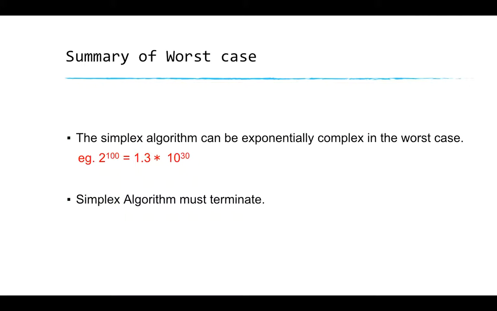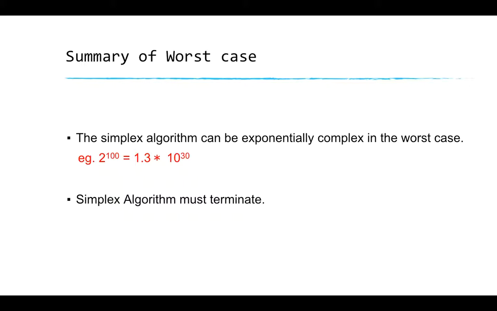The simplex algorithm can be exponentially complex in the worst case. For example, if n equals 100, 2 to the n, or 2 to the 100, is equal to 1.3 times 10 to the power 30. At 10,000 iterations per second, this problem could take 4.1 times 10 to the power 18 years to be solved by a computer. However, we are solving problems with variables larger than 100 every day.